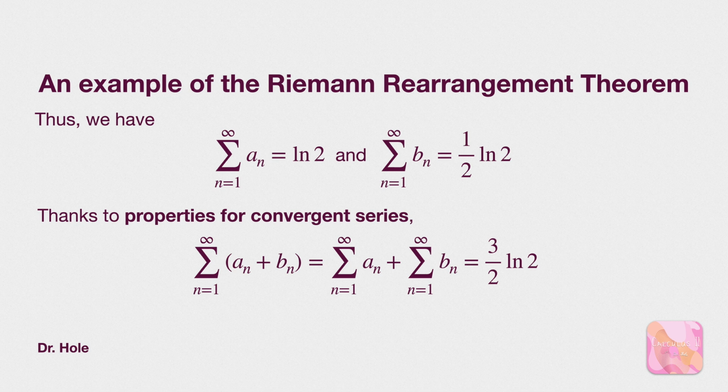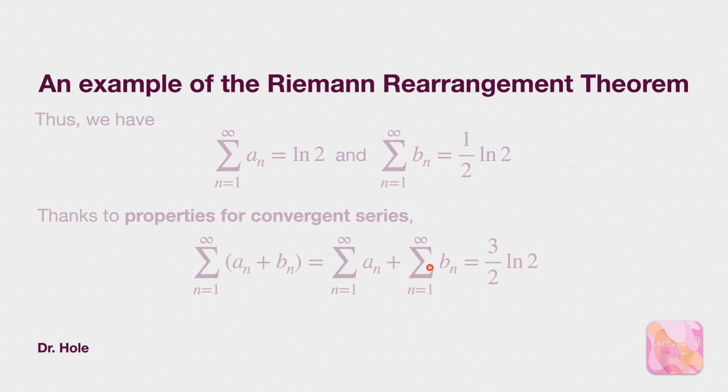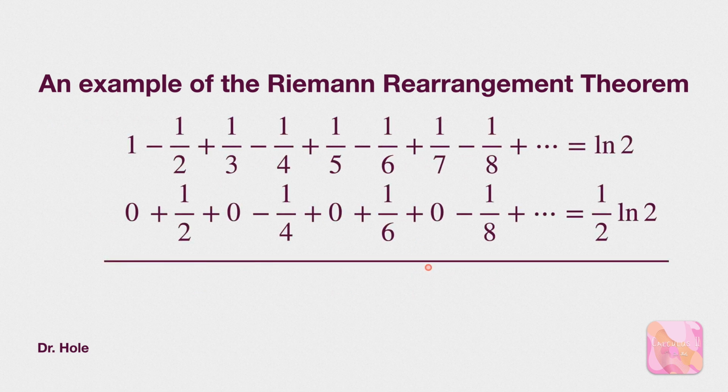handy-dandy. Let's investigate this summation of the ANs plus summation of the BNs. So on the first row, we have the summation of the ANs, the alternating harmonic series. On the second row, we have the summation of the BNs, which is 1/2 the first row, where we interject zeros before each term. Okay, and then let's go and sum ANs with BNs.